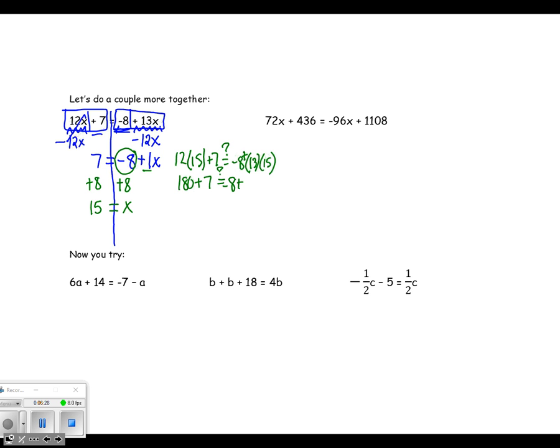10 times 15 is 150, 3 times 15 is 45, so that's 195. So 180 plus 7 is 187, and then 195 minus 8 is 187. They are absolutely equal, so x does indeed equal 15.